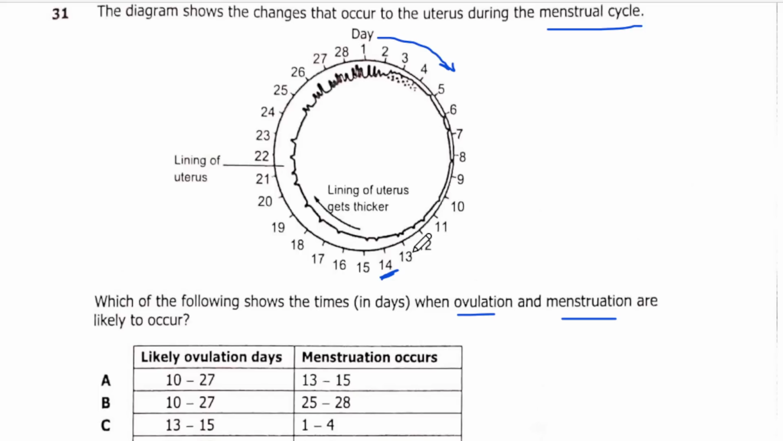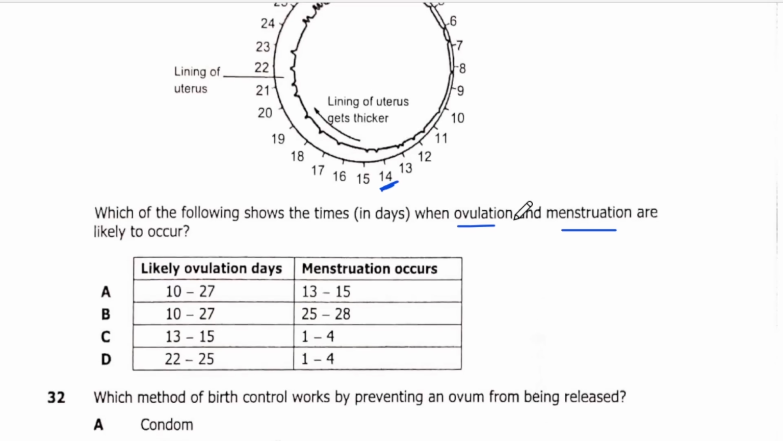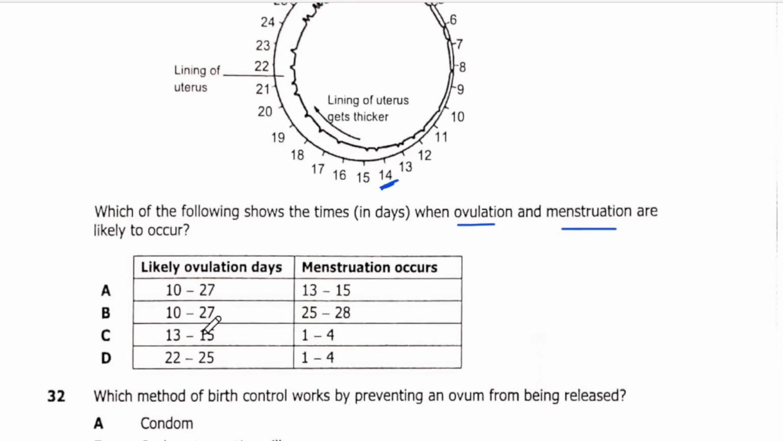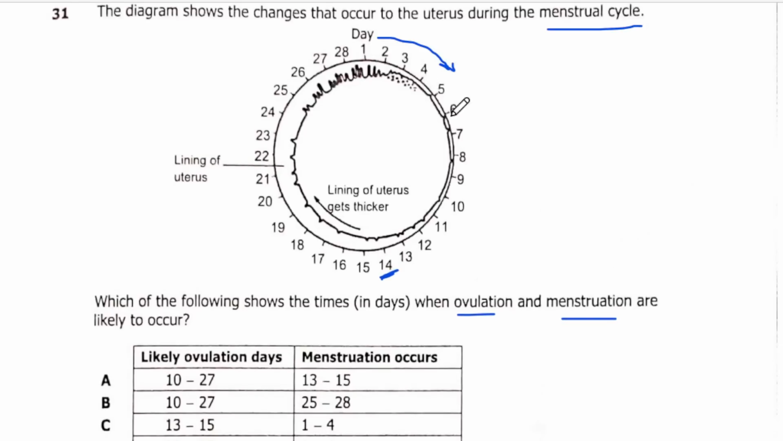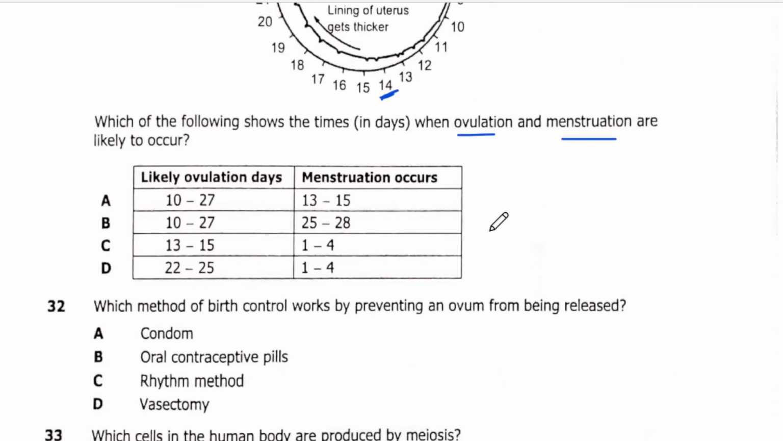So let's look at the possible days which we have here. So here A, we have 10 to 12. No, we're looking for somewhere where 14 is. So already here 13 to 15 is fine, because ovulation is at 14. Then menstruation day 1 to day 4, which is within our cycle. So here the correct answer is C.